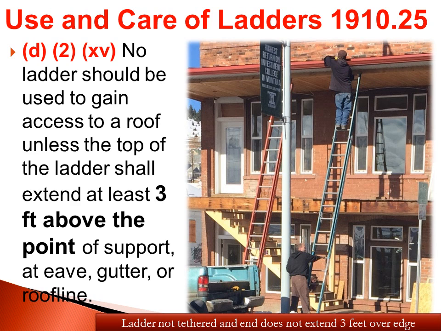If you're going to lean a ladder up against a roof edge and you're going to access that roof edge either by reaching up onto it or climbing up onto it, the ladder should extend at least 3 feet above that point so that the ladder doesn't slip out. And this is an example of where the ladder is not extending 3 feet over the roof edge, and it is also not lashed down.